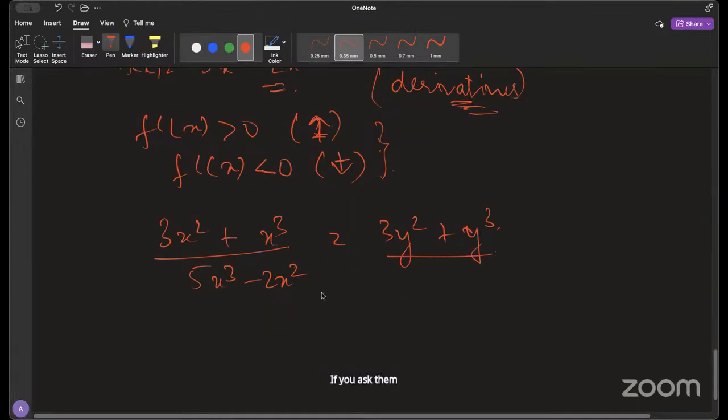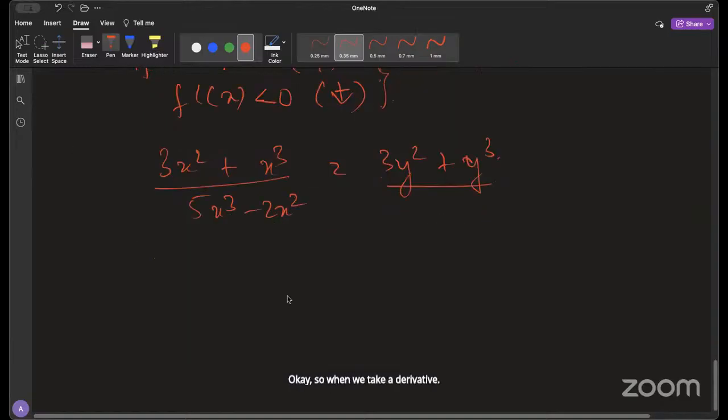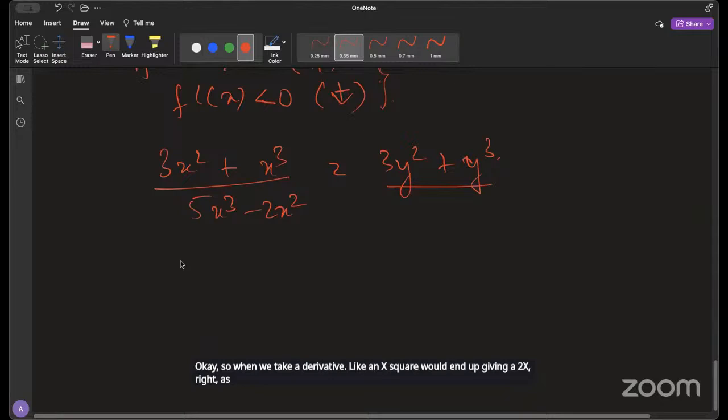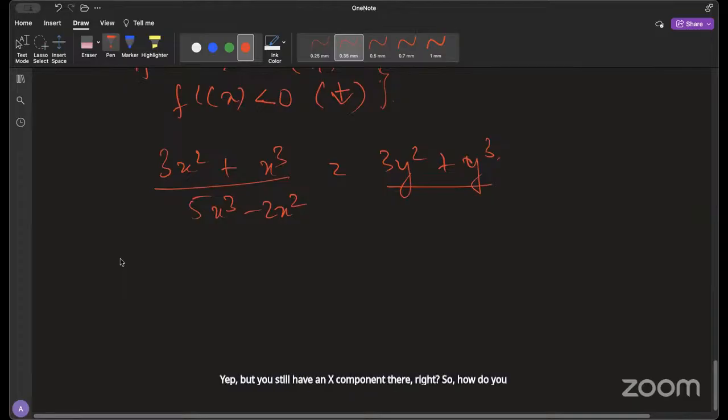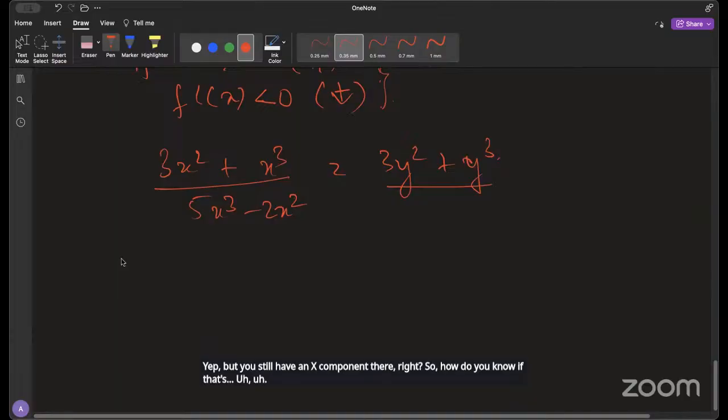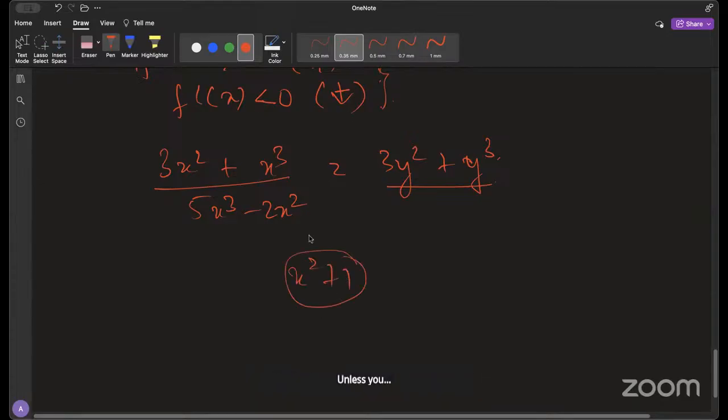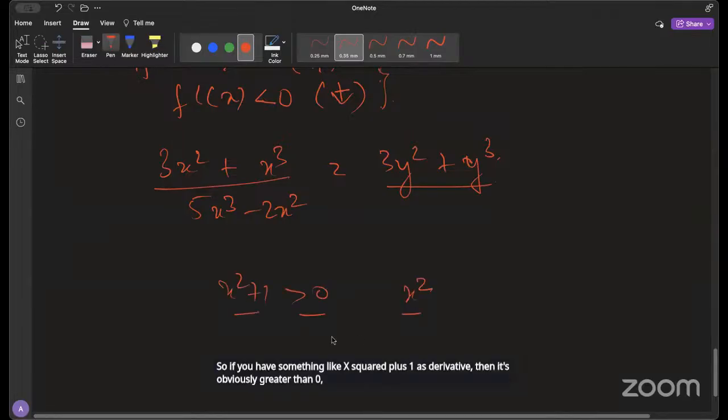Okay, so when we take a derivative, like x square would give 2x as a derivative. But you still have an x component there, right? So how do you know if that's greater than 0 or not? Unless it turns out to be something very obvious, otherwise you check for intervals. If you have something like x square plus 1 as the derivative, then it's obviously greater than 0, or x square for that matter.